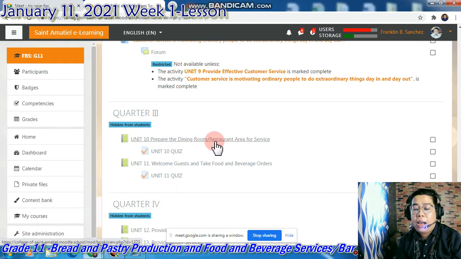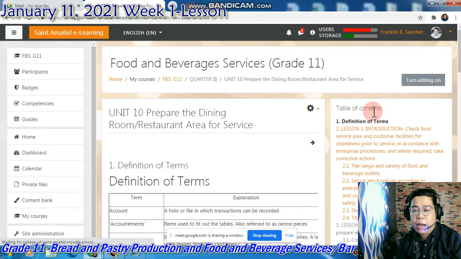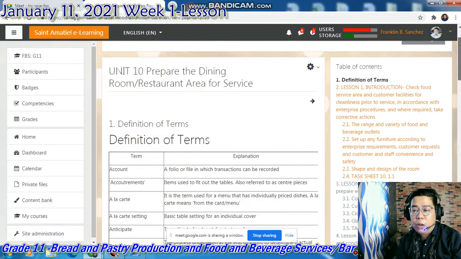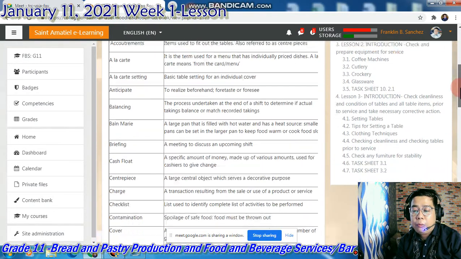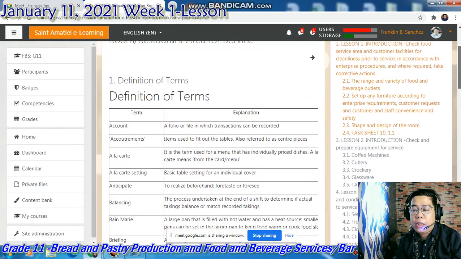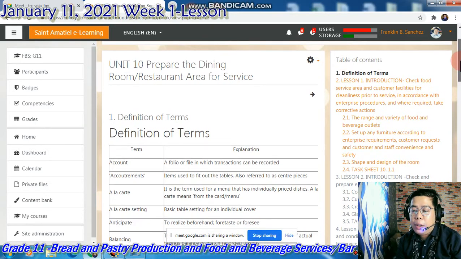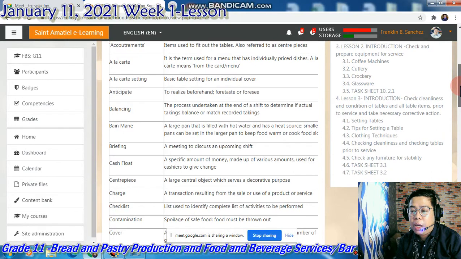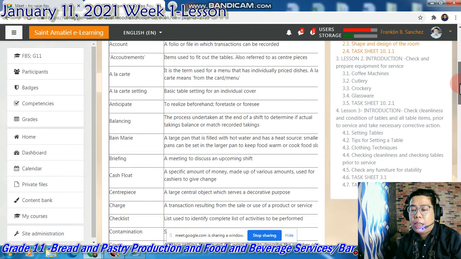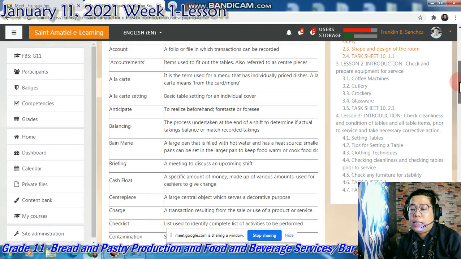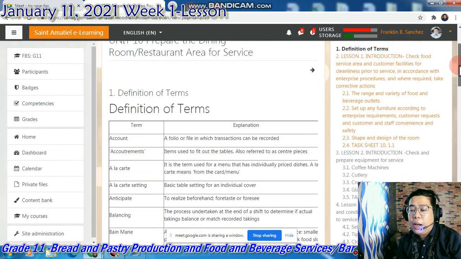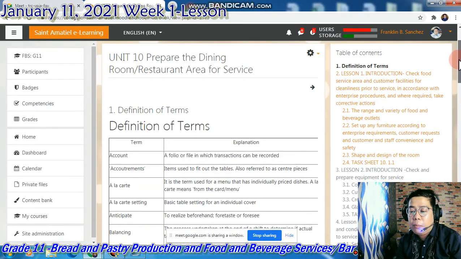So we have the Unit 10, the prepare the dining room and restaurant for service. Tignan po natin yung ating laman. So we have, sa loob po niyang lesson, we have 4. So it is run for 4 weeks na. So for our lesson 1, covered po niya, kung napapansin nyo po, naka-blue pa po yung iba kasi naka-hide siya. Kasi for the next pa po yan, for the next lesson, yung naka-orange, nakikita po ba?